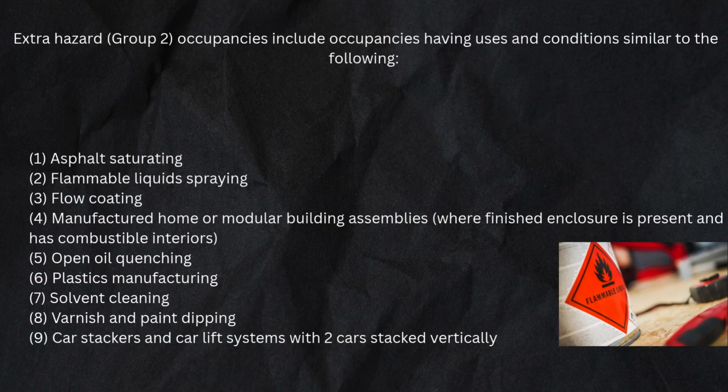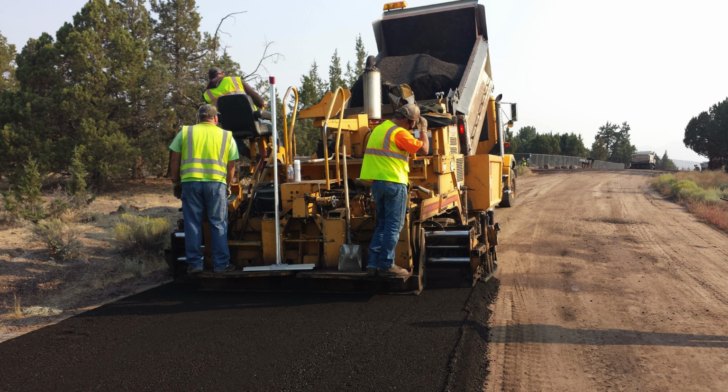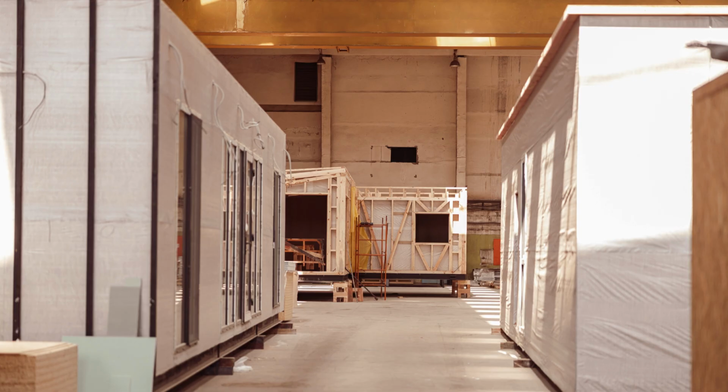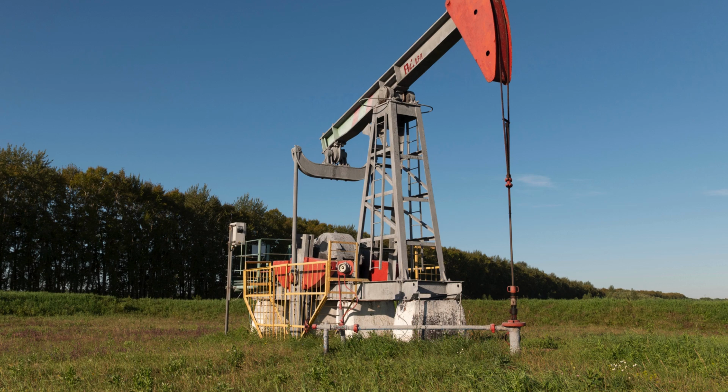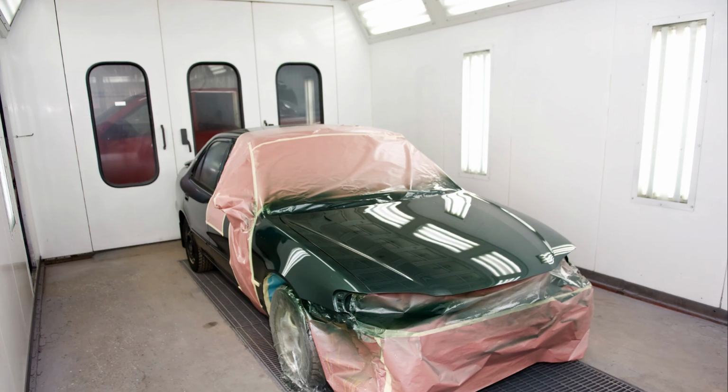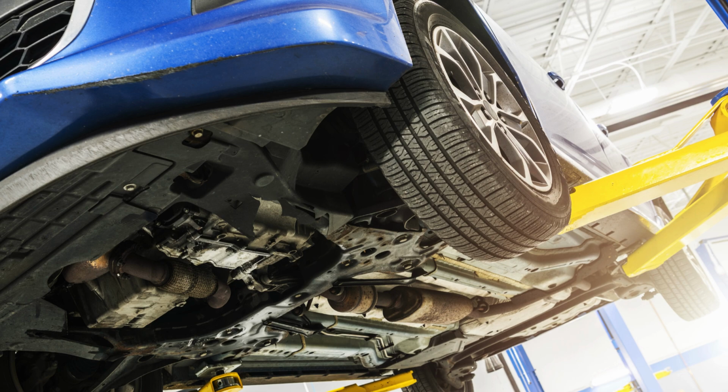Extra hazard, group 2. Occupancies include occupancies having uses and conditions similar to the following: asphalt saturating, flammable liquids spraying, flow coating, manufactured home or modular building assemblies where finished enclosure is present and has combustible interiors, open oil quenching, plastics manufacturing, solvent cleaning, varnish and paint dipping, car stackers and car lift systems with 2 cars stacked vertically.